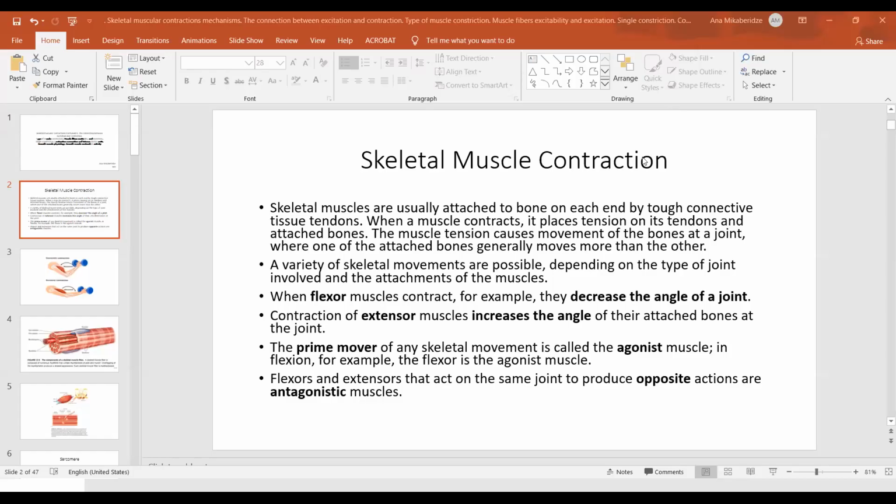Hello guys, this is Anna, and today I'm going to discuss some contraction mechanisms. Specifically, I'm going to start with the skeletal muscle contraction.